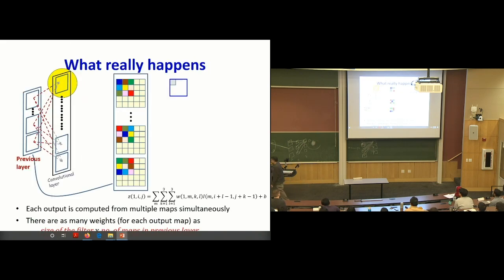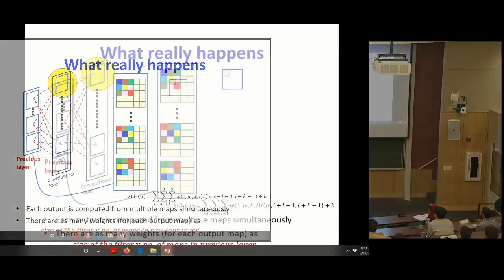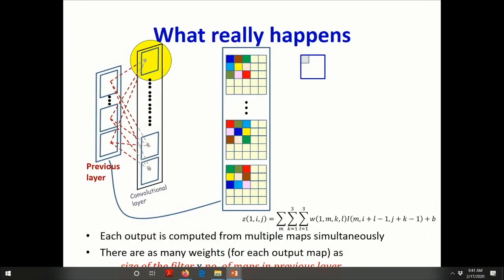But now let's look at what really happens. When I'm trying to compute that one map, you see that little gray square in the patch to the right. That thing is actually being computed from every one of the maps in the previous layer, right? So if it's looking at 3 cross 3 patterns, it's going to have a 3 cross 3 pattern for every one of the maps in the previous layer. So you'd have a total of 9 weights per map, right? Plus 1, which is the bias.